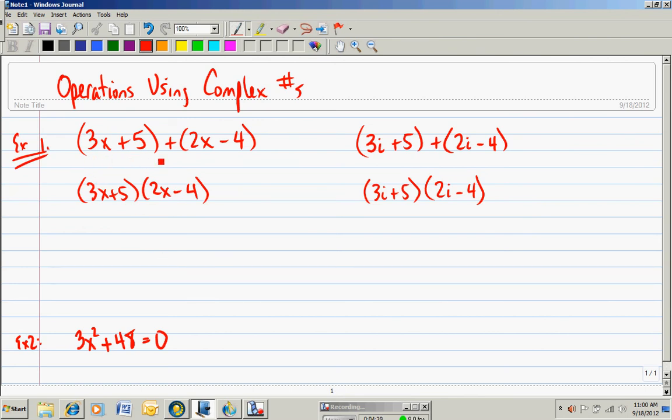If I want to do 3x plus 5 plus 2x minus 4, I have to combine like terms. Combining the x terms gives me 5x. Combining the 5 and the negative 4 gives me 1.